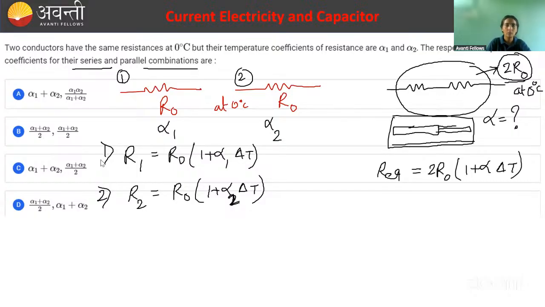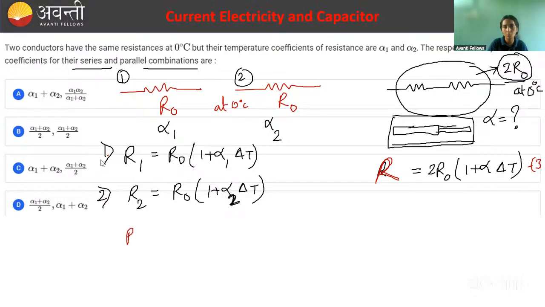Okay, and if you are confused by R equivalent, let's simply write R here. R is 2R naught (1 plus alpha delta T), because at 0 degree it is 2R naught, and at any temperature T, R is equal to 2R naught (1 plus alpha delta T). What is the relationship between 1, 2 and 3? If I write this as 3, what is the relationship between 1, 2, 3?